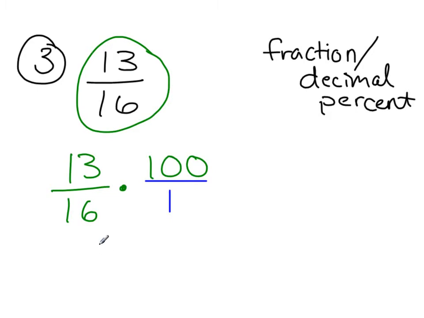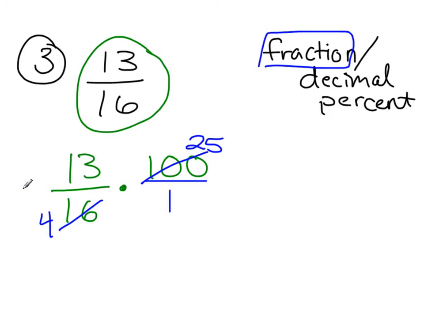Now we can reduce here, and let's reduce a little bit to make life easier. 4 can go into 16 4 times, and 4 can go into 100 25 times. Let's start off with fraction. All right. Now there's no more reducing we can do, so we'll multiply straight across, and I'm going to let you guys do this at home. Take 13 times it by 25. Pause the video if you need to.